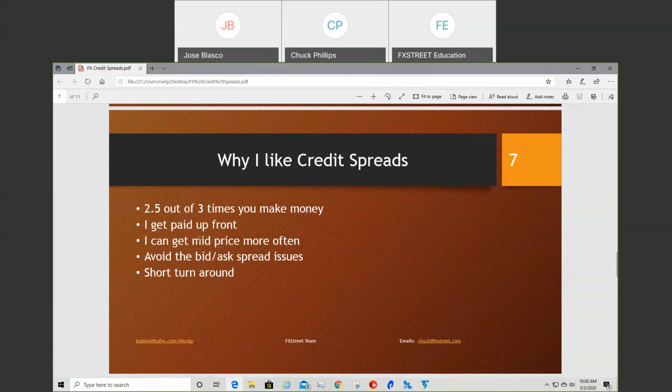With the bid and ask spread being wide, I can get the midpoint more often with a credit spread because I have two legs instead of one. So I avoid those bid ask spread issues sometimes. And of course, the short turnaround. With a credit spread, you're looking to sell as much time as possible, but as little as possible to get away with it to make the premium that you want. And so you're in the trade for a lot less time. And because you're in the trade for a lot less time, you have less exposure.